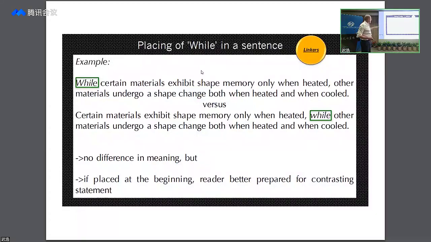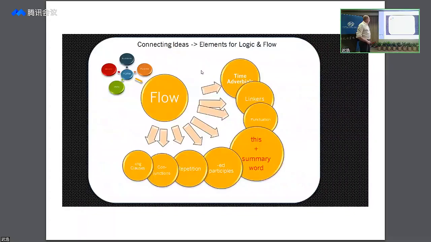There's no difference. But if you put it at the beginning, you make it easier for your reader, because your reader knows, okay, there's a while. That means there are two contrasting parameters described, or two different, contrasting systems. Especially if you have very long sentences, it's a very good idea to place it at the beginning. Otherwise, the reader kind of has to go back.